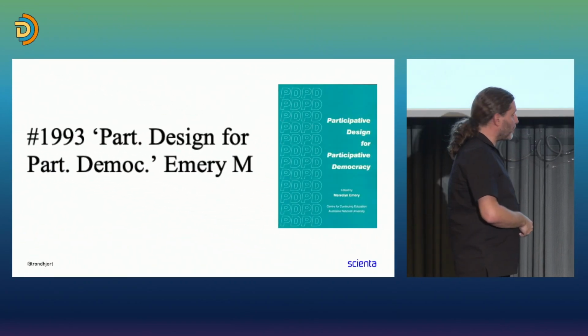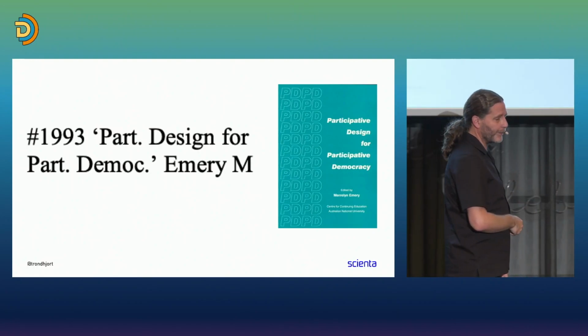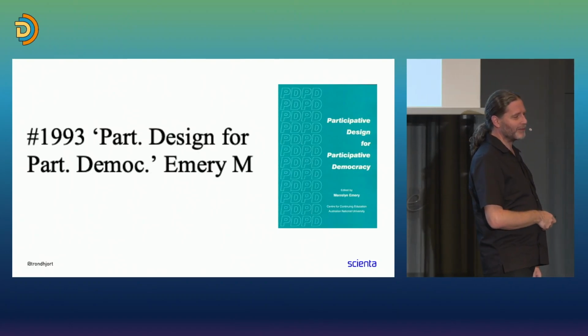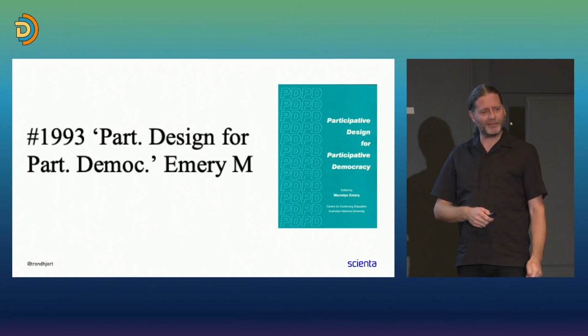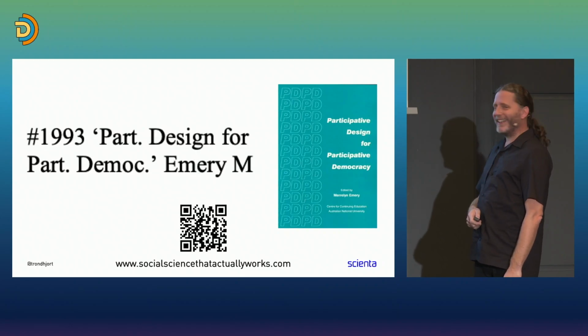And this culminated in a book by Merrelyn Emery called Participative Design for Participative Democracy. It's a book that's hard to come by. You can get used copies of it. I got one in the end. I had to buy it for a gazillion dollars at Amazon. But you can get it freely online.